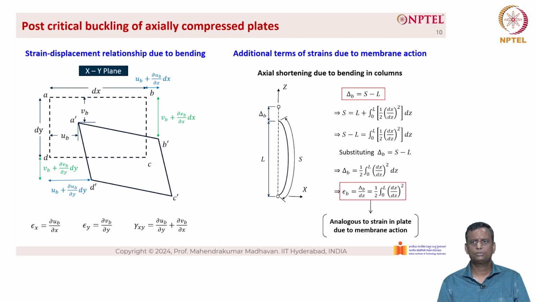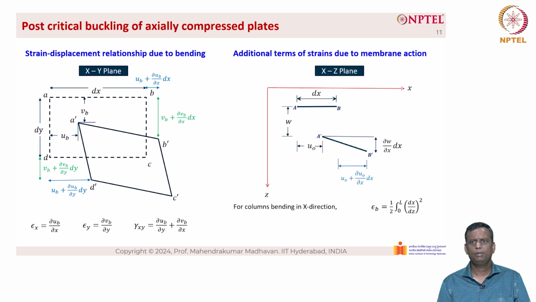This is analogous to the strain in the plate due to membrane action. So when we consider columns bending in x direction, epsilon sub b is given as half into the integral from 0 to L of (dx/dz) the whole squared. Similarly, for plates bending in z direction along x-axis, epsilon x is given as half into (∂w/∂x) the whole squared. So we have to understand that in the columns, the displacement was in the x direction and it was along the z direction.